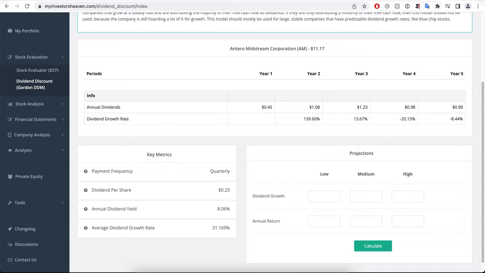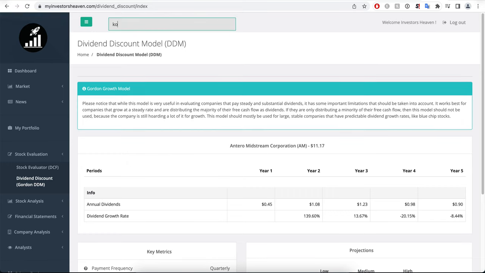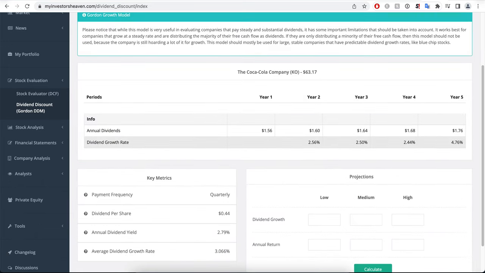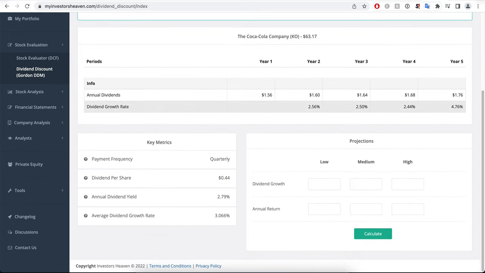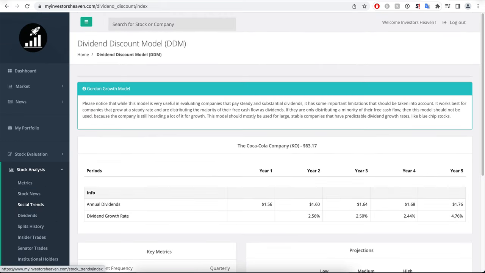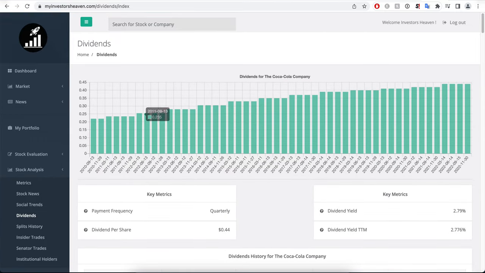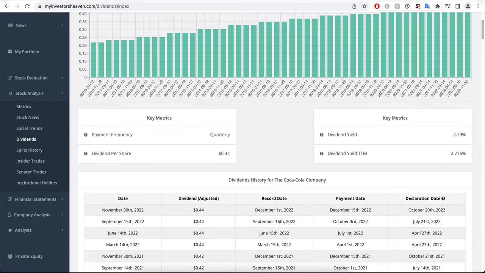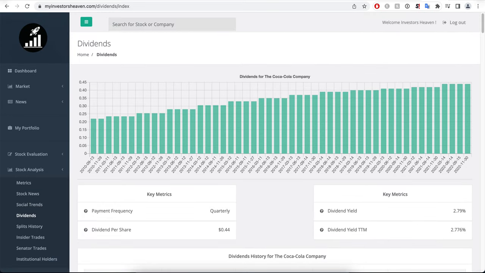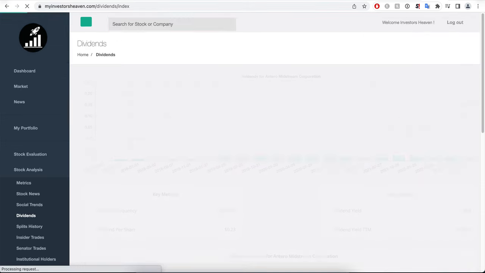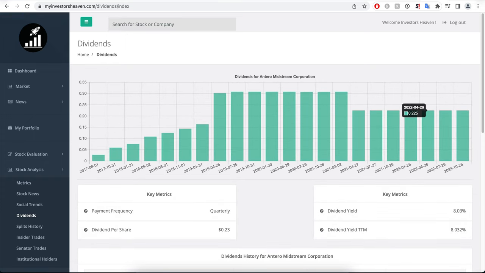It's not like, for example, let's just say Coca-Cola. Let's take a quick look, for instance. If you use Coca-Cola here, you will see that this is much steadier, like 2%, 2.5, 2.4, 4.7. Very, very steady here. And again, if you take a look at the dividends tab for Coca-Cola, you will see the steadiness over here. So this is a great company to be using a model of this sort. It's very predictable. But if we go back to our Antero Midstream Corporation, which is what we were examining, you will see that their dividends were irregular.